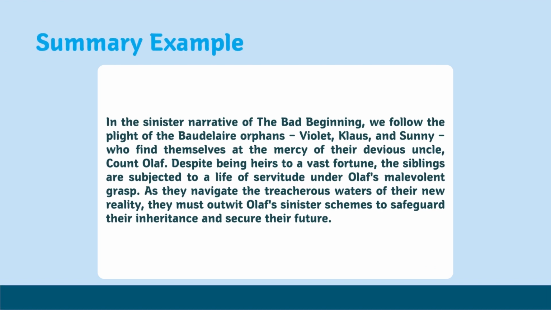In the sinister narrative of The Bad Beginning, we follow the plight of the Baudelaire orphans, Violet, Klaus, and Sunny, who find themselves at the mercy of their devious uncle, Count Olaf. Despite being heirs to a vast fortune, the siblings are subjected to a life of servitude under Olaf's malevolent grasp. As they navigate the treacherous waters of their new reality, they must outwit Olaf's sinister schemes to safeguard their inheritance and secure their future.